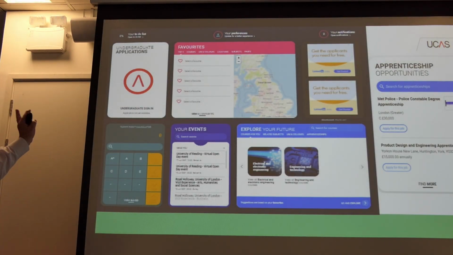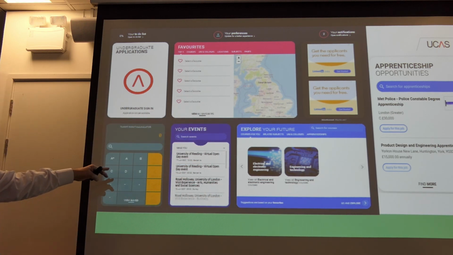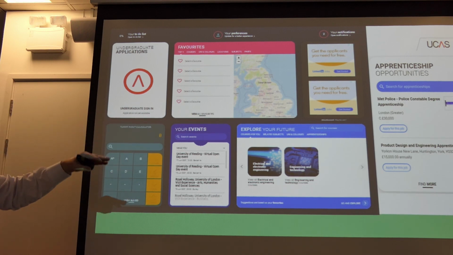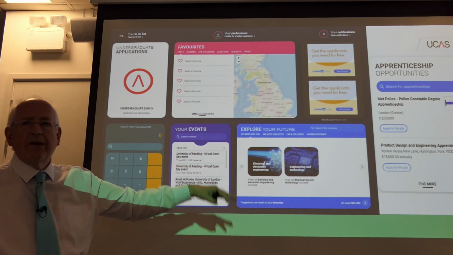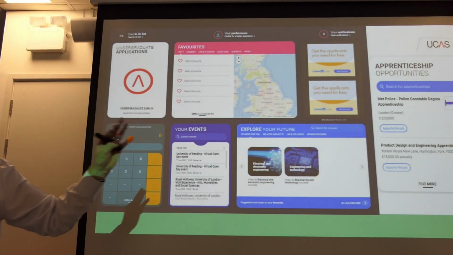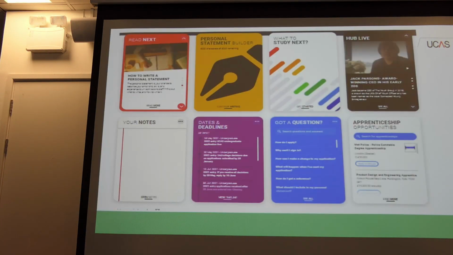Okay, so this is what your tiles will look like on the UCAS Hub page. And if you have already put in for apprenticeship opportunities, they will appear on a regular basis, the latest one. Apprenticeships don't always get advertised in one go. It occurs on a rolling basis as companies are looking for various people.